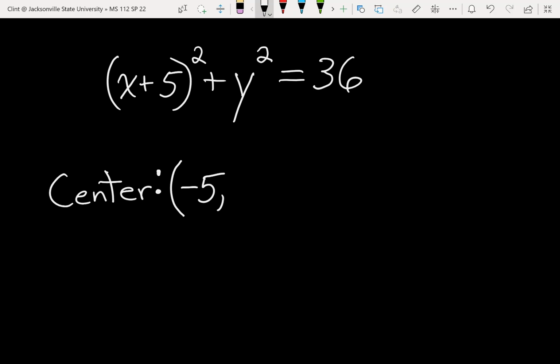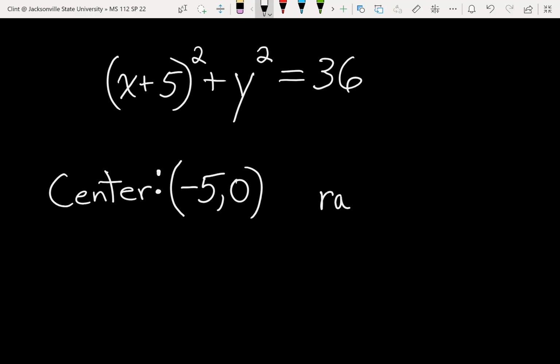Our y-coordinate is whatever we're subtracting from y. Are we subtracting anything from y? No, so what number is nothing? 0. Our center on this one's at -5, 0. So if you don't have anything with the x, it means the x-coordinate is 0. If you don't have anything with the y, that means the y-coordinate is 0.